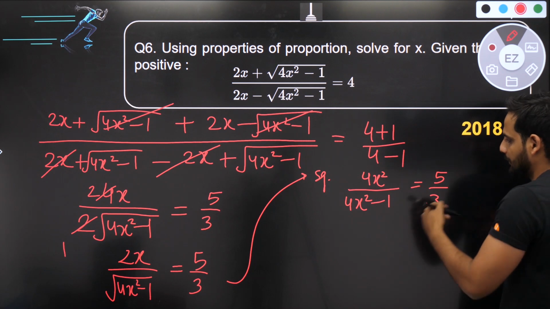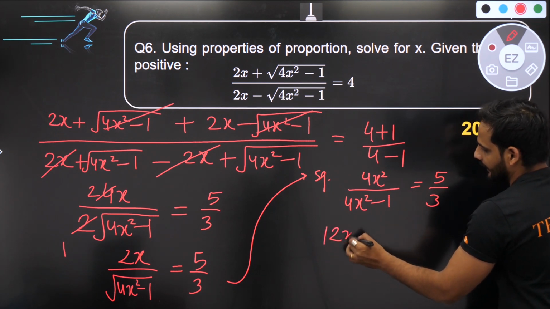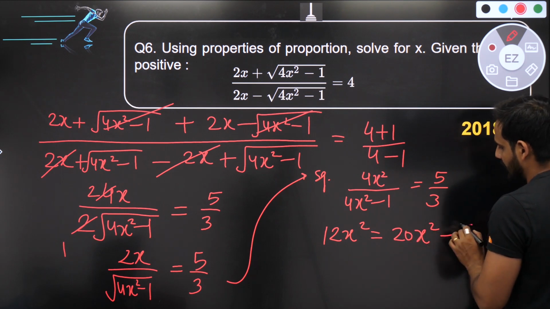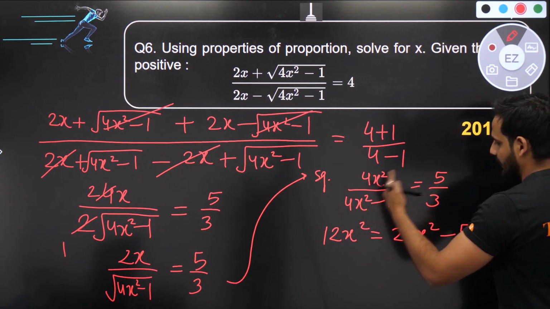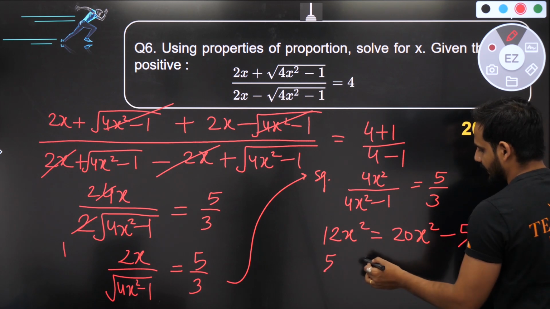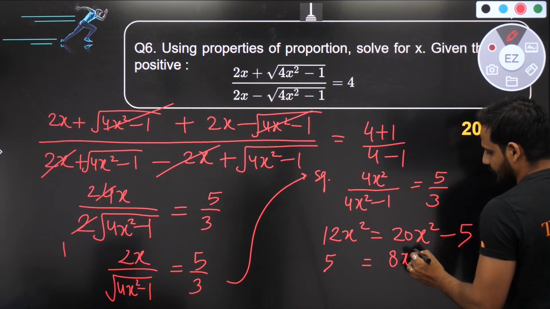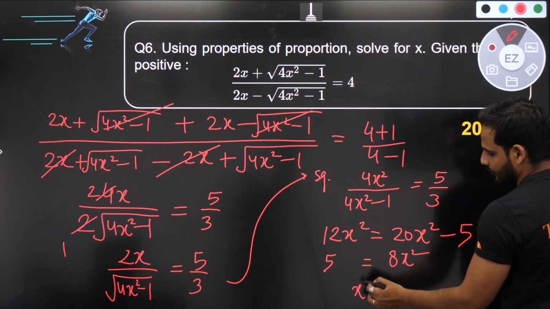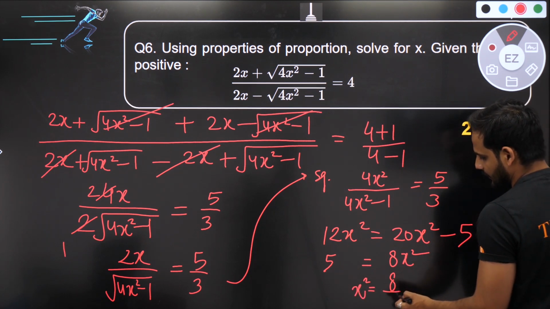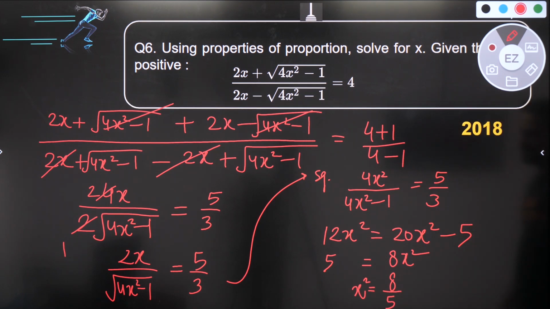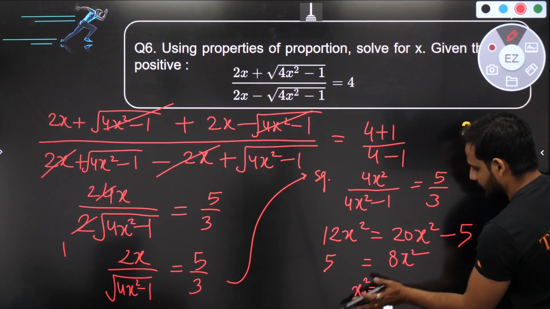Again beta, cross multiply. So you'll be getting 12x square is equal to 20x square minus 5. Shift minus 5 there, 12x square here. So you'll be getting 5 is equal to 8x square. So you will be getting x square is equal to 8 by 5. Correct? x square is equal to 8 by 5. Sorry, 5 by 8, not 8 by 5, 5 by 8.